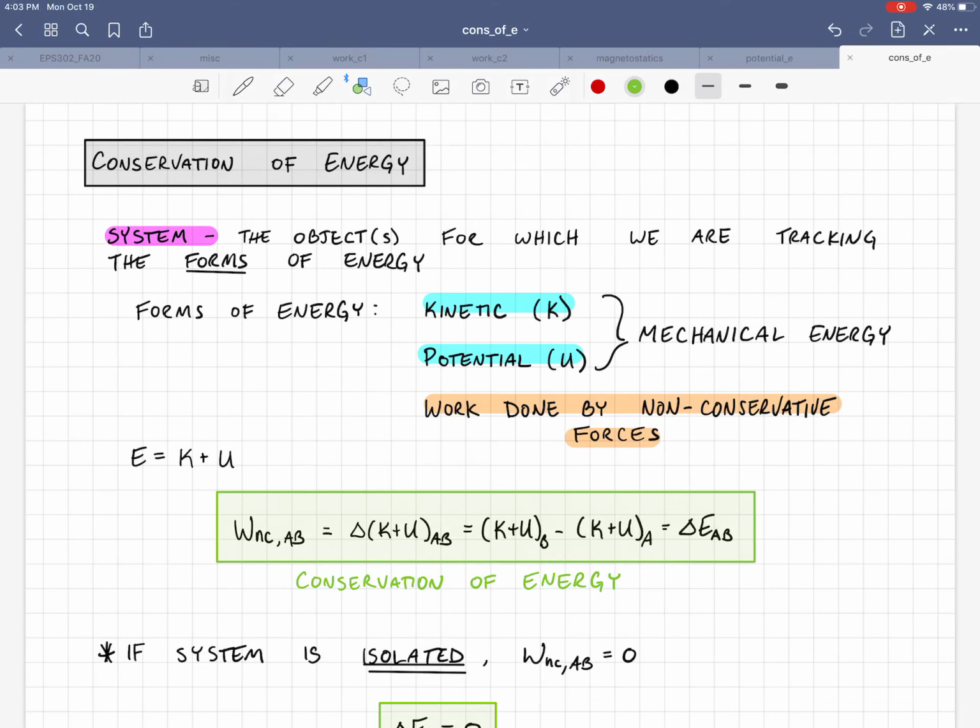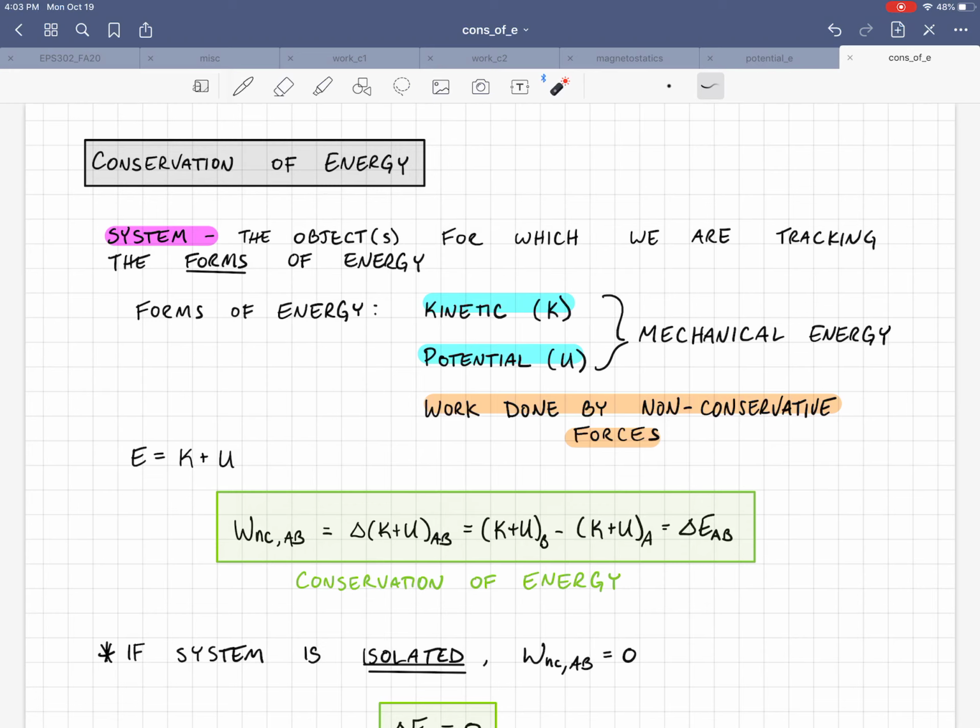All right, we have discussed the idea of work and energy and, in this last video, potential energy, and we're now ready to bring in this concept of conservation of energy, this extremely powerful tool that we can use to solve problems. Before we get into the conservation of energy, we need to make sure that we're all on board with this idea of a system.